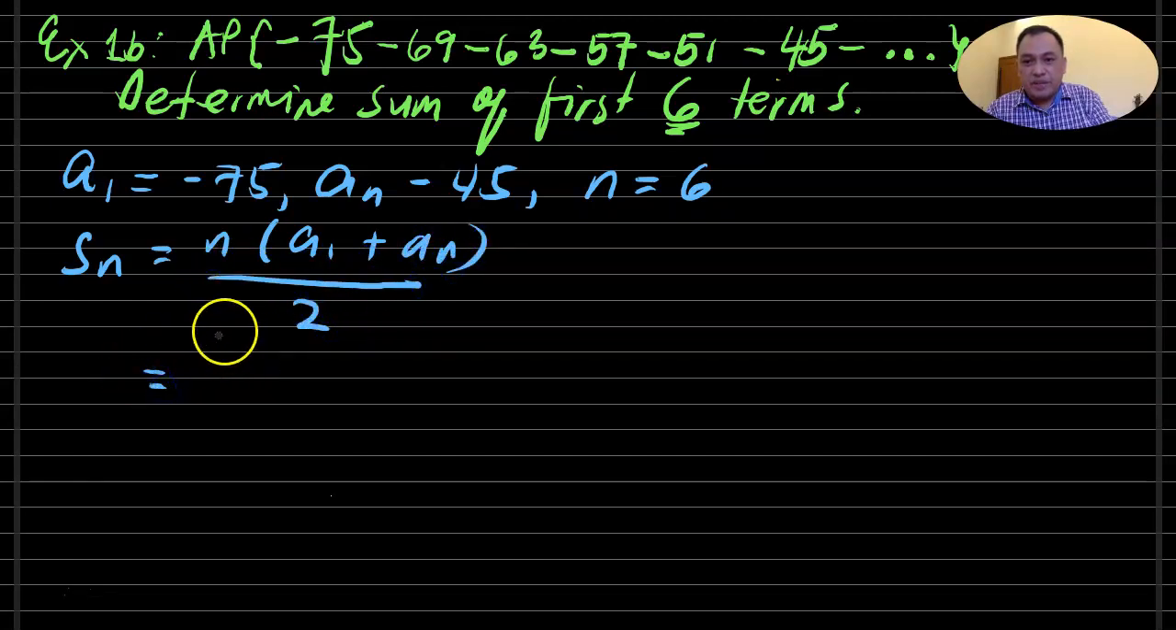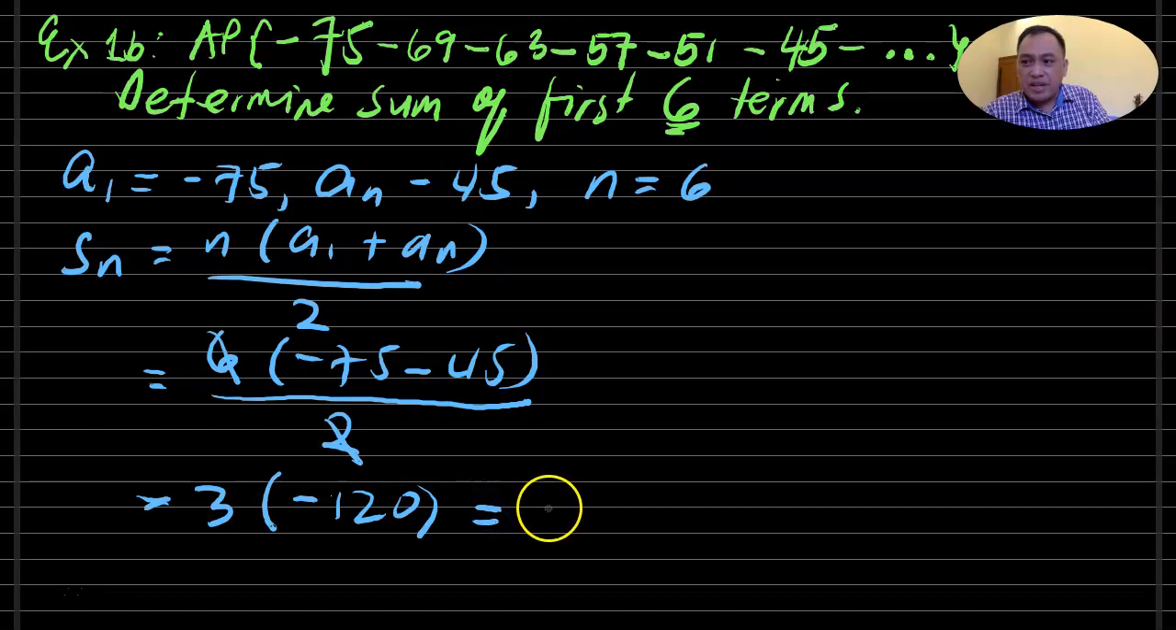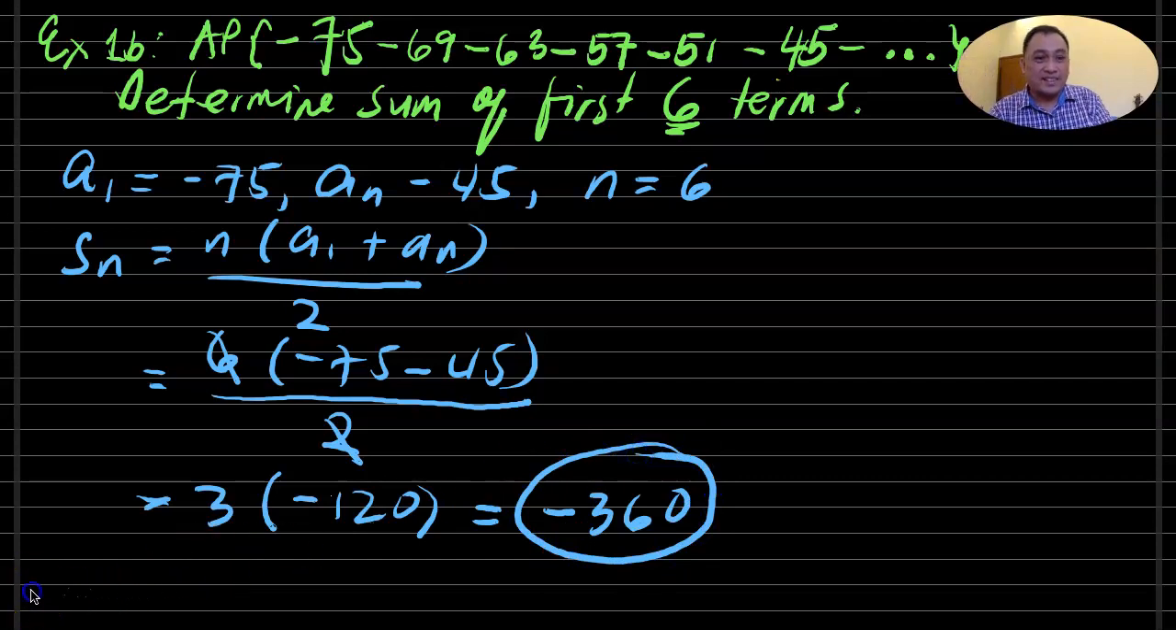So that's going to be 6 times the first term, negative 75 minus 45, divided by 2. Let's cancel this out together. So we're going to be left with only 3 times negative 75 minus 45, which is negative 120. Negative 120 times 3 is going to become negative 360. Okay, that's the answer. Cool, yeah?